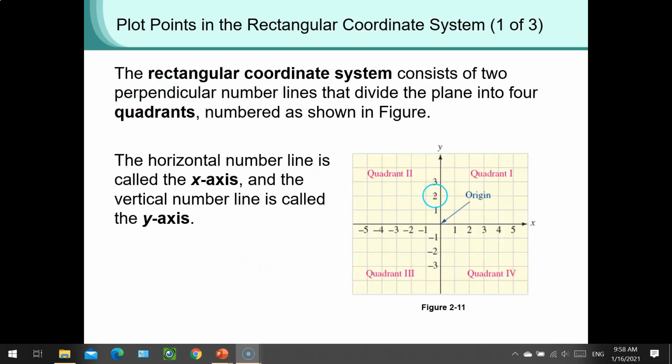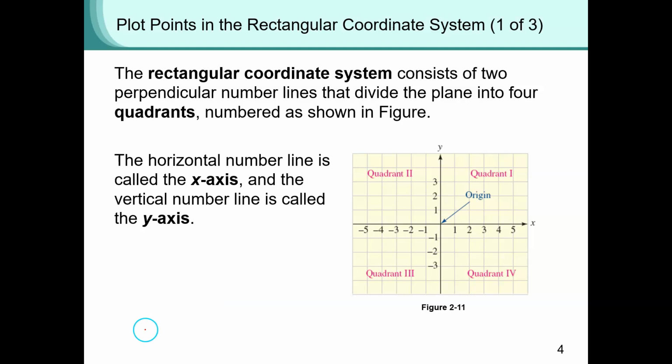The rectangular coordinate system consists of two perpendicular number lines, the y-axis and the x-axis. They intersect at 90 degrees, and these two lines create the 4 different quadrants on the plane. So when you have quadrant 1, the ordered pair here, all the points in quadrant 1 are positive.